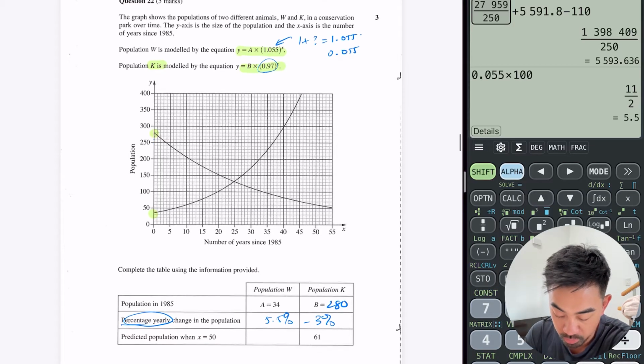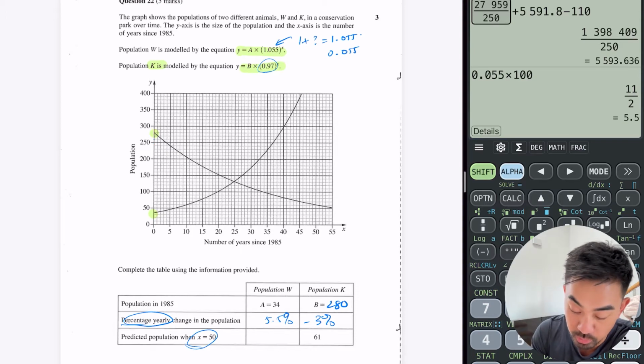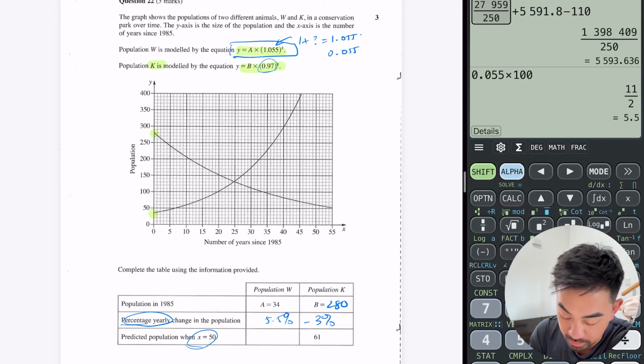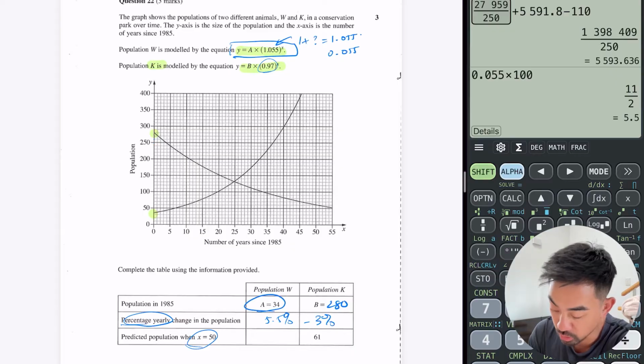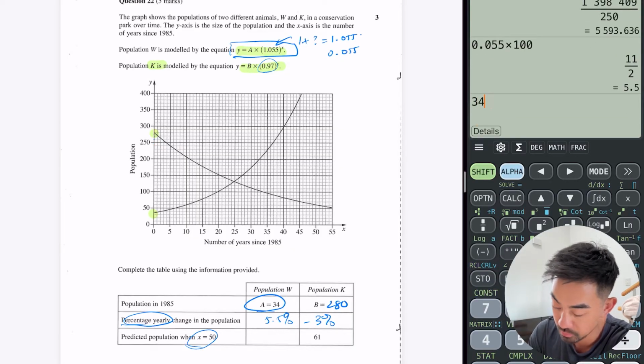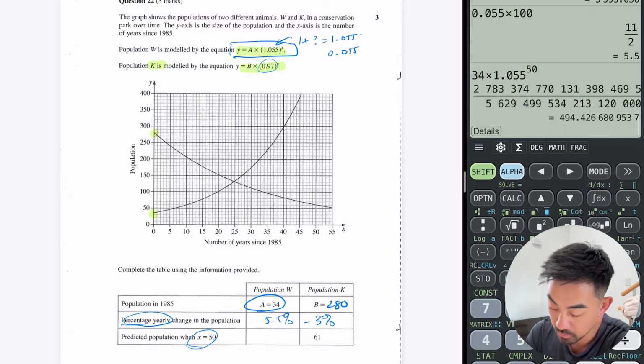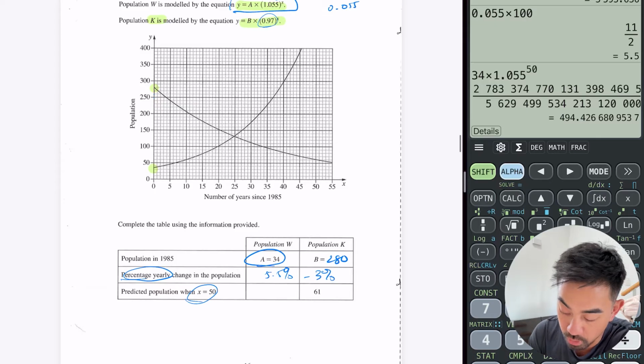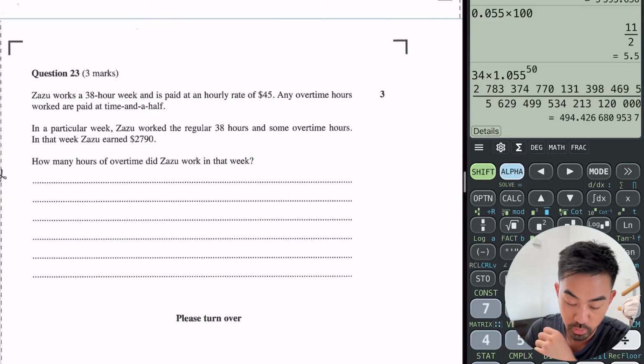Okay, so the predicted population when x is equal to 50 for W. I know I'm using this formula here, and it's telling me that A is 34. So I just got to go 34 times 1.055 to the power of 50. So 494.4. Done.